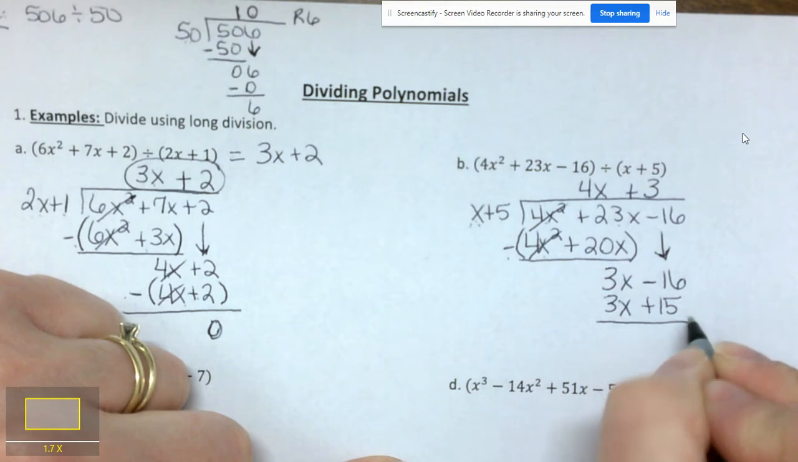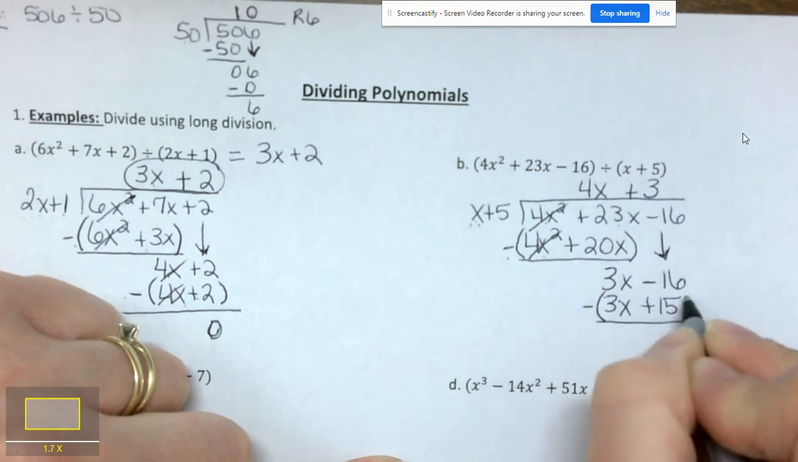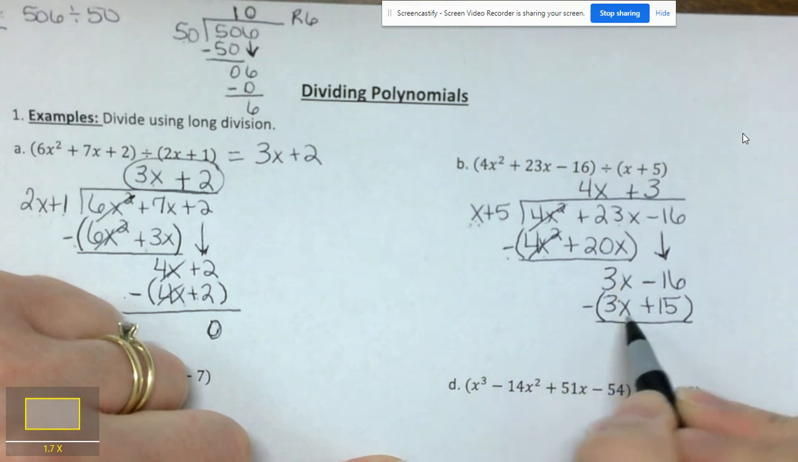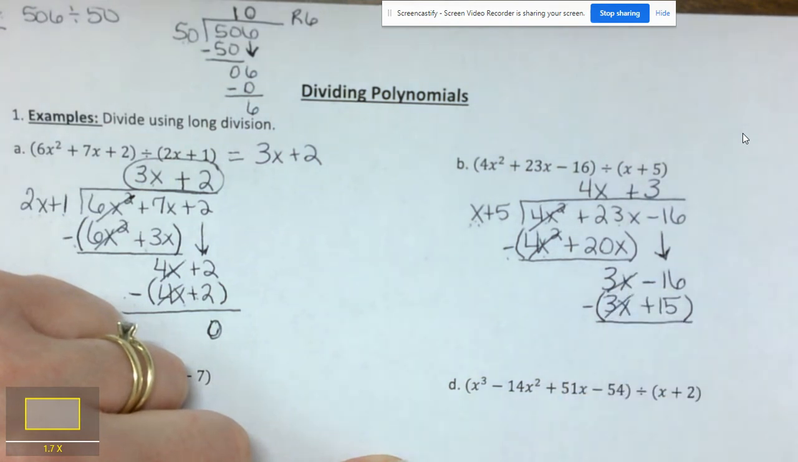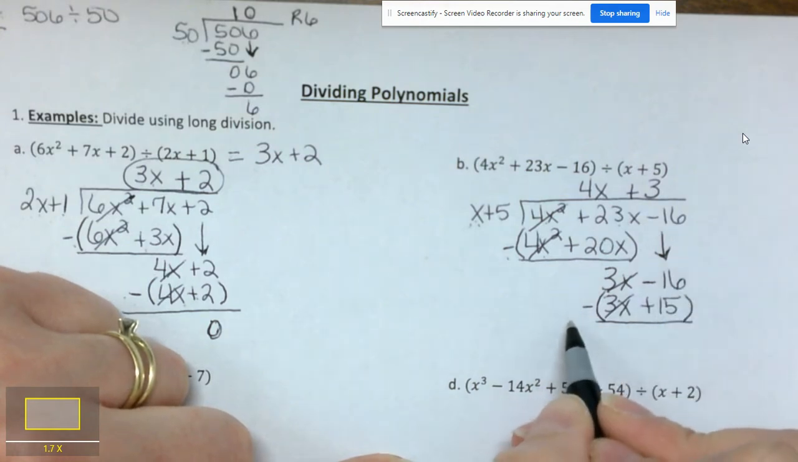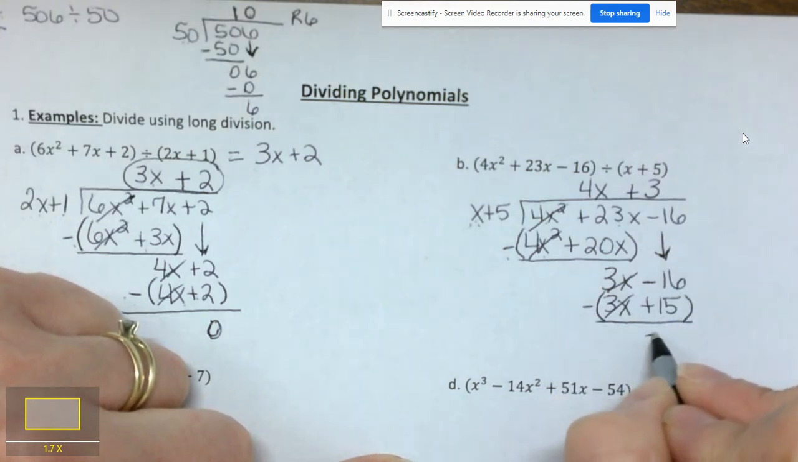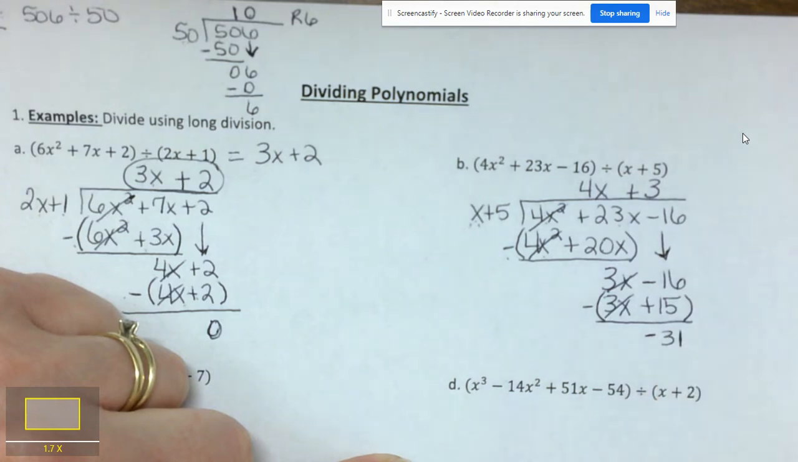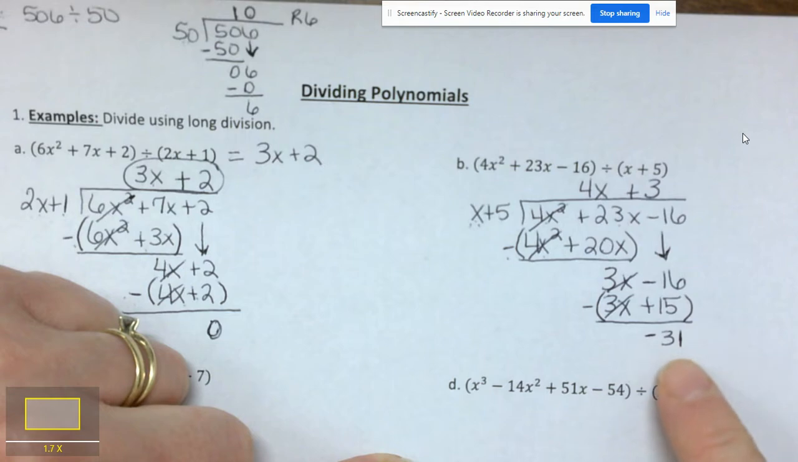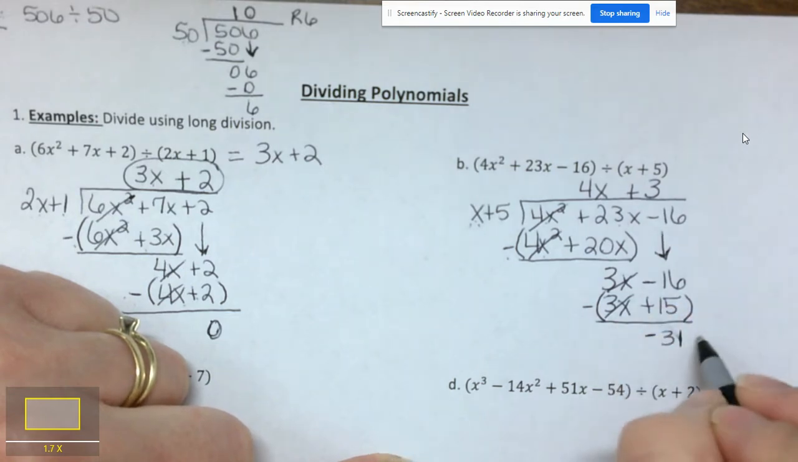Okay, we draw our line, we subtract, put parentheses around that. 3x minus 3x, that's 0. Negative 16 minus 15 is going to be a negative 31. Now there's nothing else for me to pull down over here, so I have a remainder this time. This time, this is your remainder.